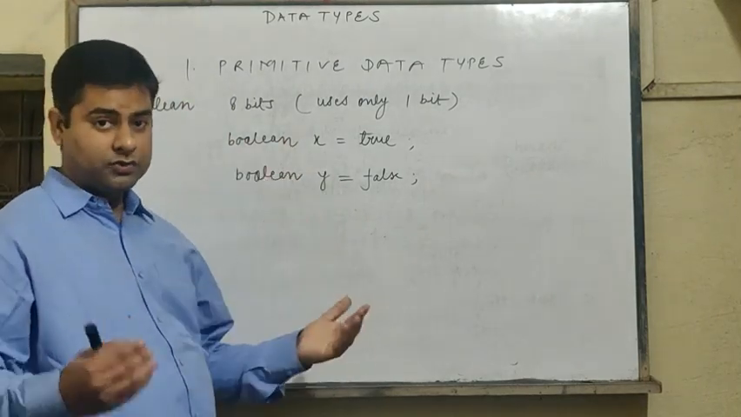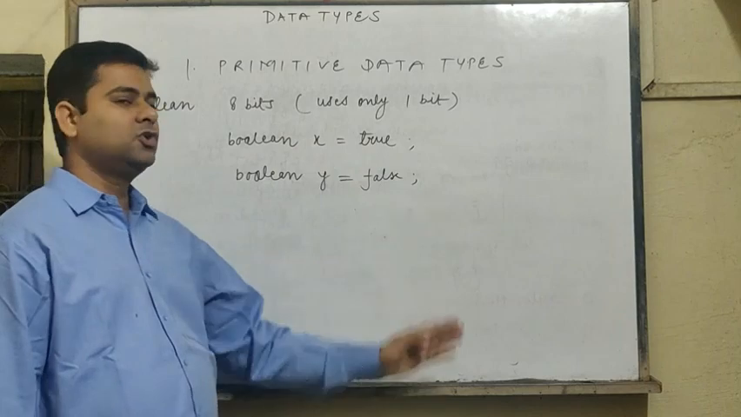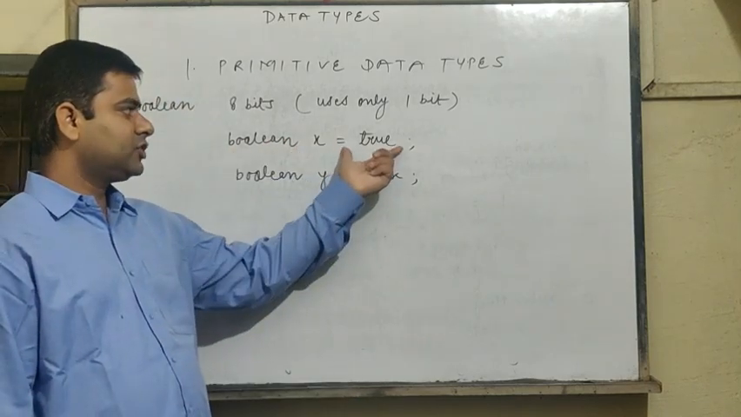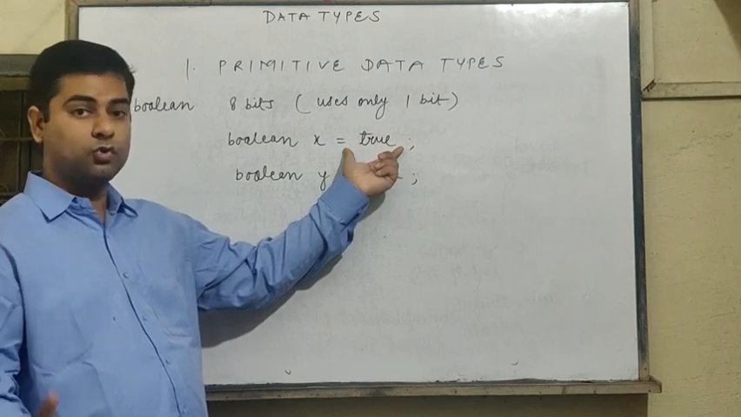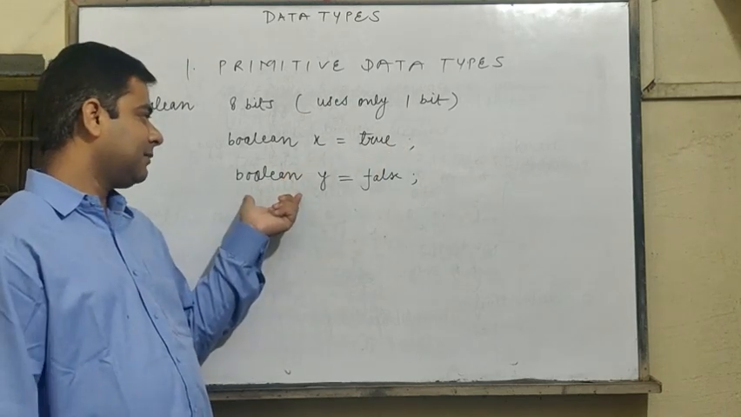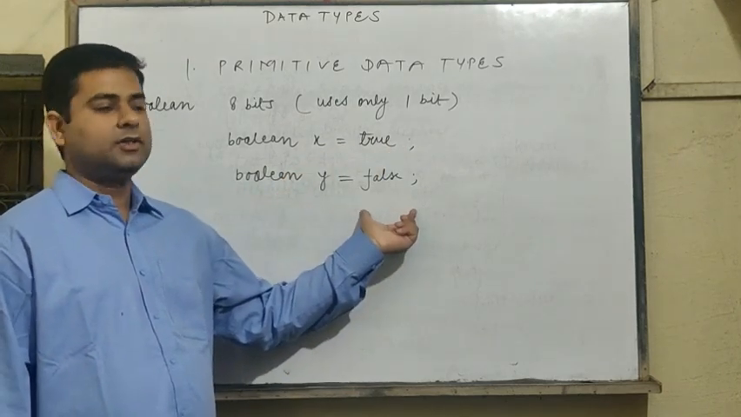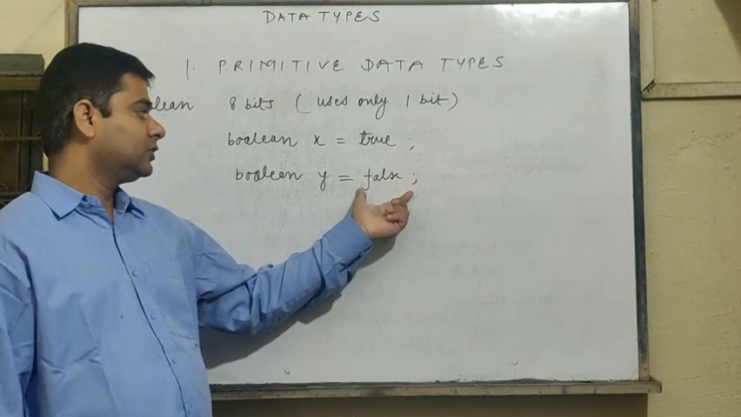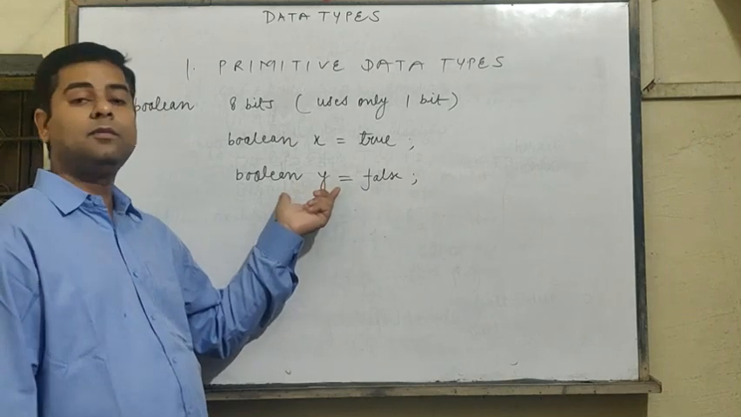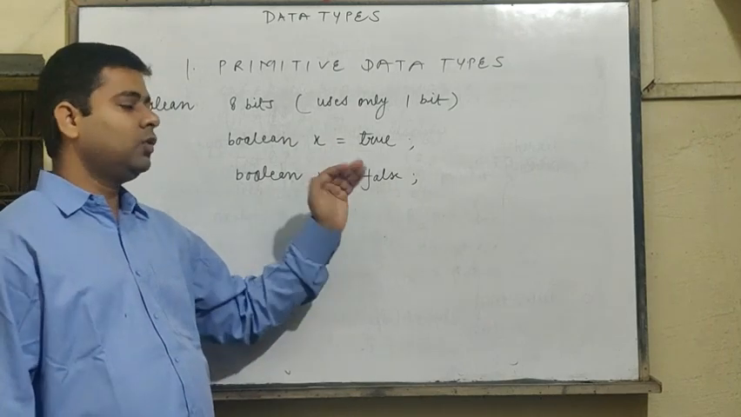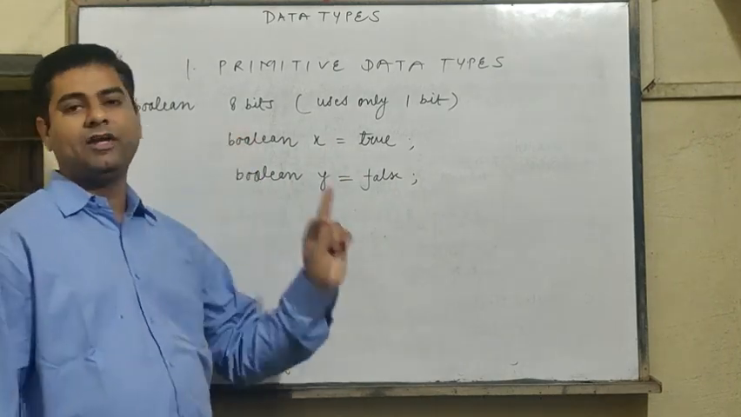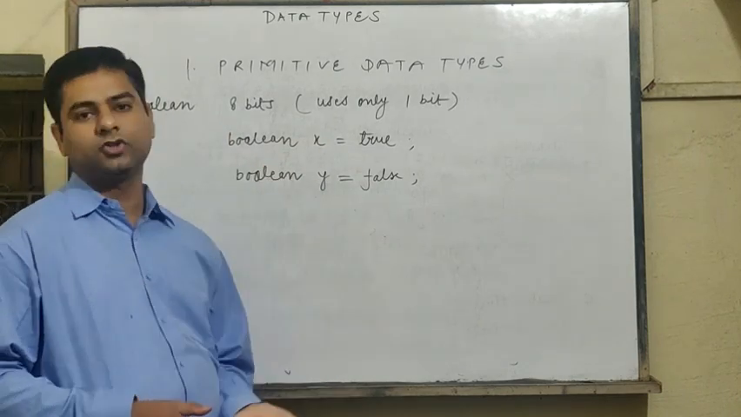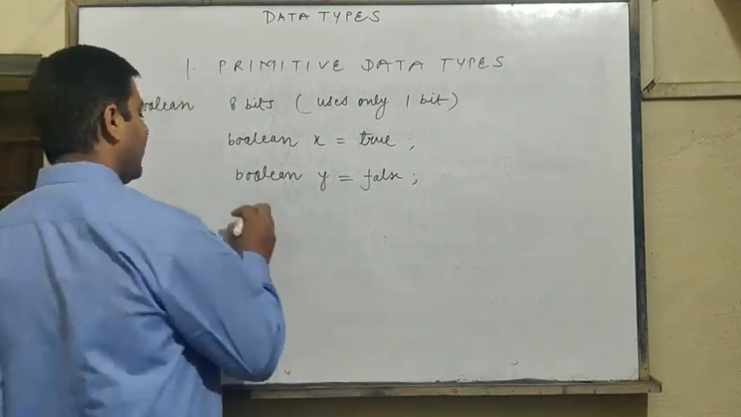So how would you use it? boolean x = true. This is a Boolean variable in which you are storing the true constant. Another example, boolean y = false. Here false is a constant, so you are storing false in a Boolean type variable. It has two types of values only, either true or false, in small letters. And its default value is false.